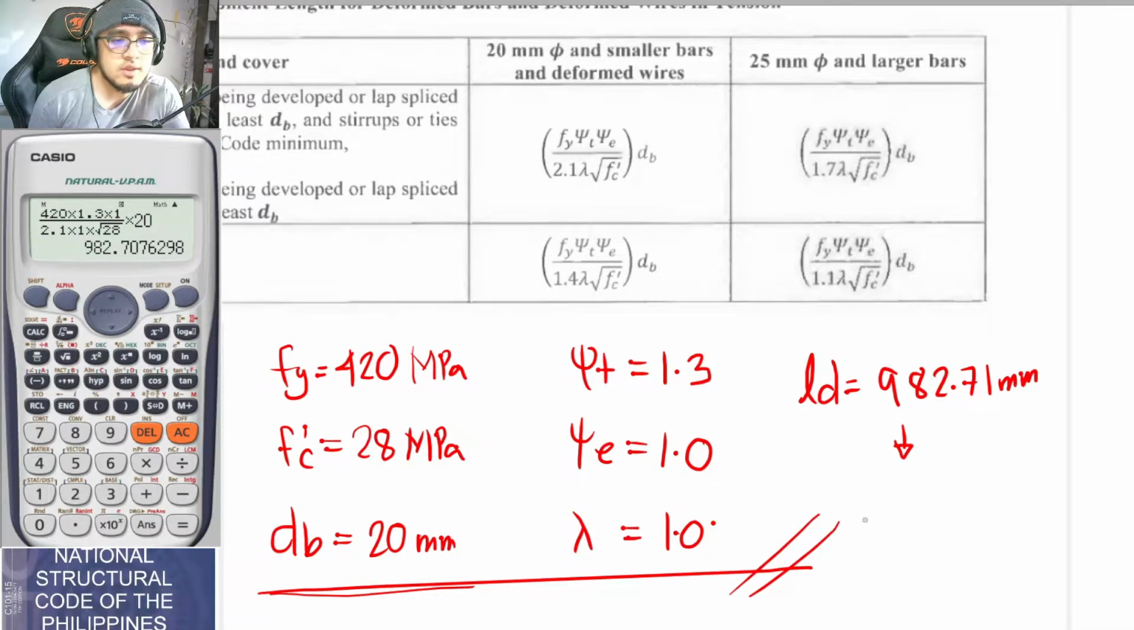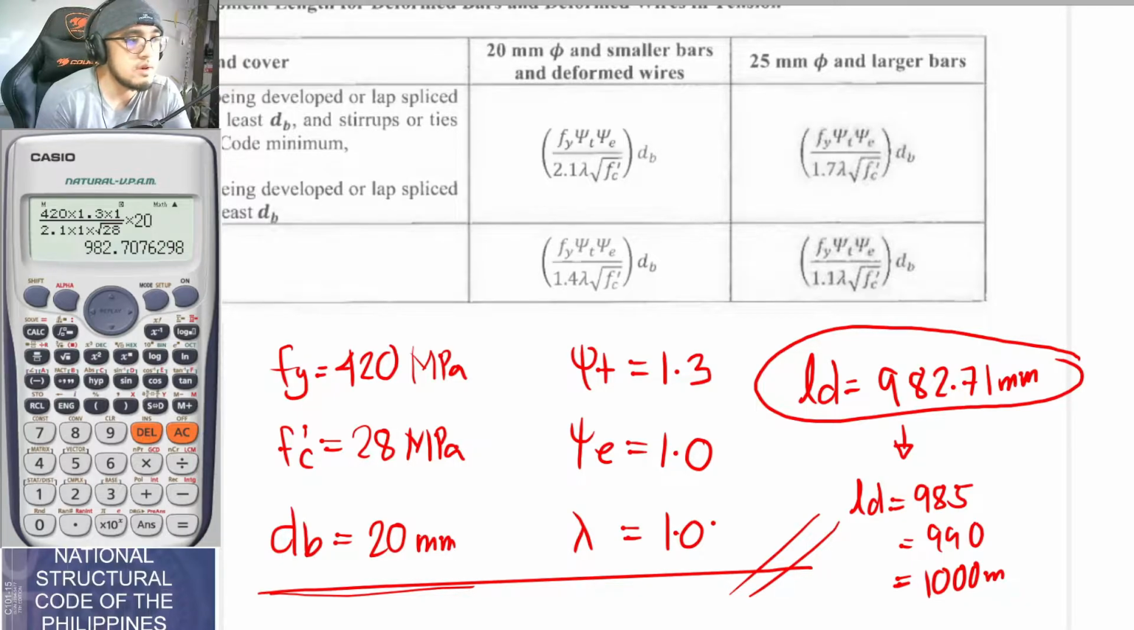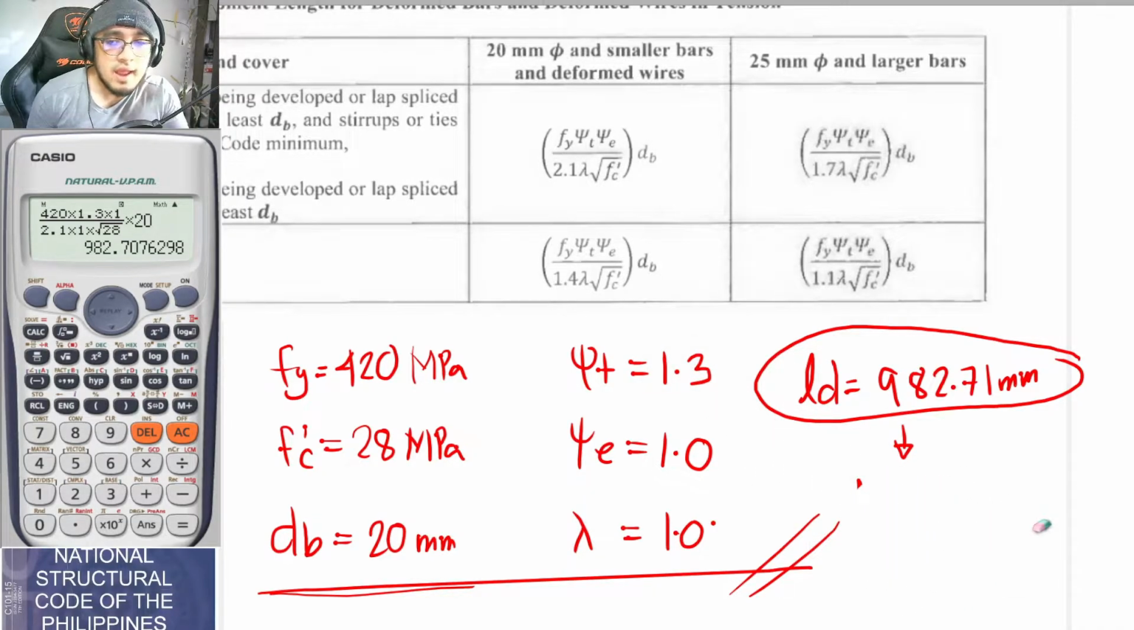And if I am the one designing, since this is very hard to lay out, you can round it up to, let's say, Ld equal to 985, or 990, or if you are engineers very soon, you can actually use 1 meter in this case. Once again, these are just the minimum. So you can increase it, but you cannot decrease it. The higher the development length, the safer it is, but of course, the less economical it is.